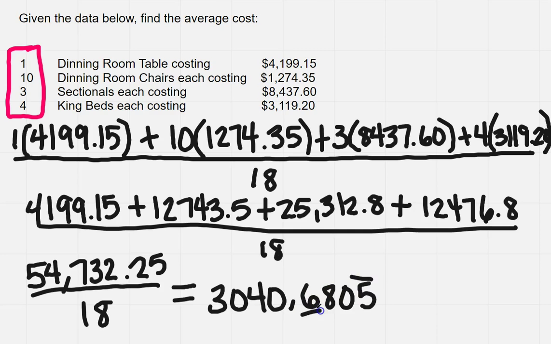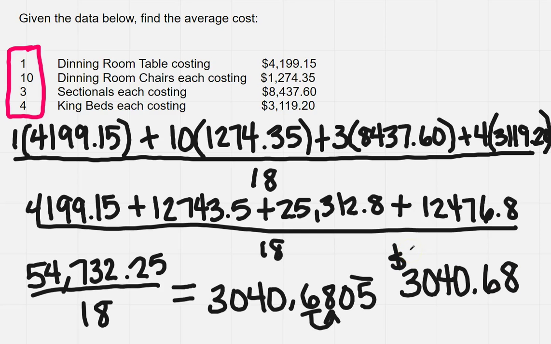So since it's money, we're going to round to the nearest hundredths. And so this would become 3,040.68. Now, if you need me to work out all the individual steps, please let me know and I'm happy to make a video for that. Otherwise, this is your condensed version, even though it's over 3 minutes.